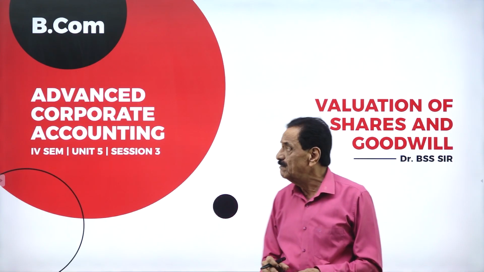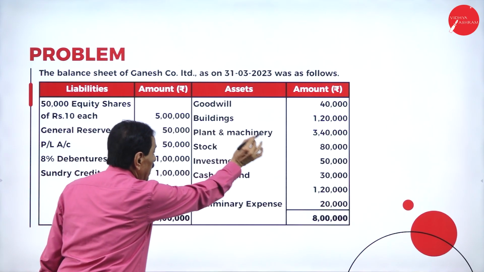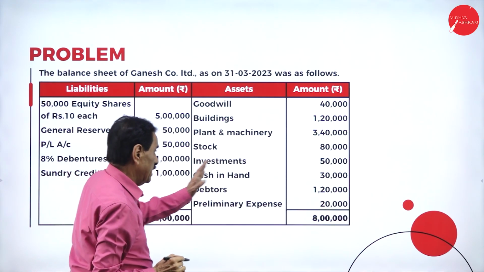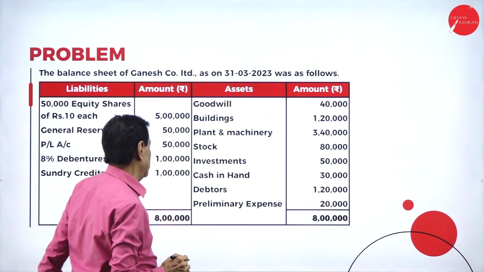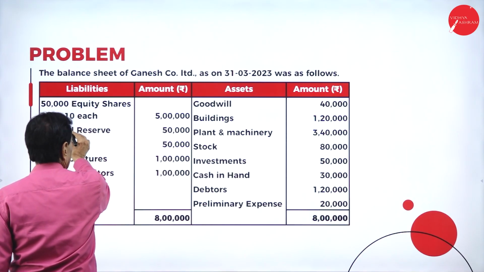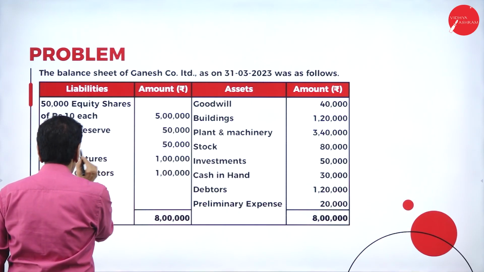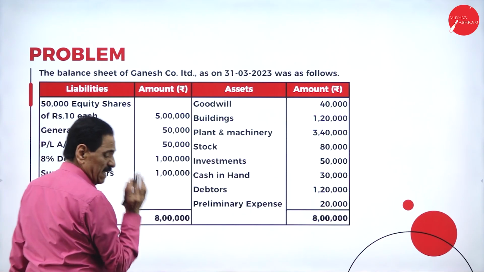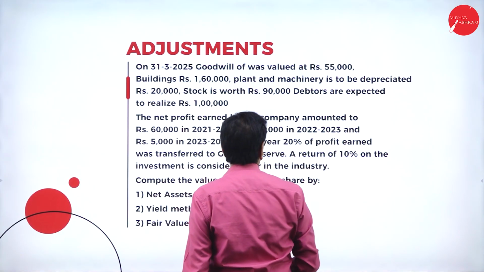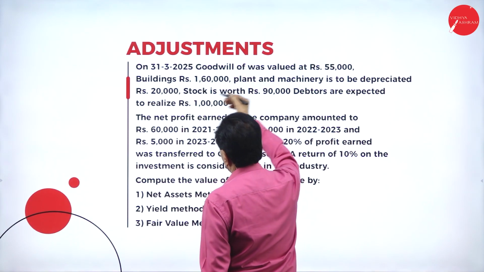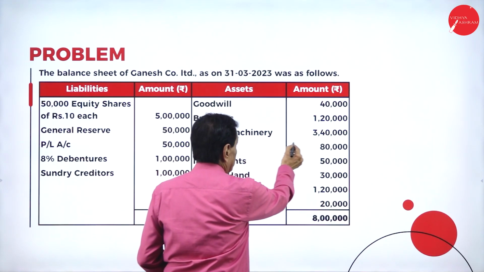We'll move on to the problem now. The balance sheet of Ganesh company as on 31/3/2000 shows goodwill, building, plant and machinery, stock, investment, cash in hand, debtors, preliminary expenses. There are 50,000 equity shares of 10 each, 5 lakh. Then general reserve, 50,000, profit and loss account, debenture is a liability, creditor is a liability. Goodwill was revalued at 55,000, building revalued at 1,60,000, plant and machinery is to be depreciated by rupees 20,000, the value of plant and machinery being 3,40,000.